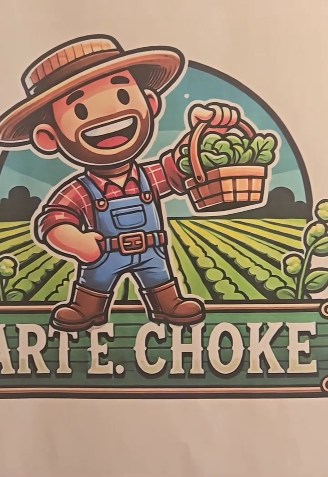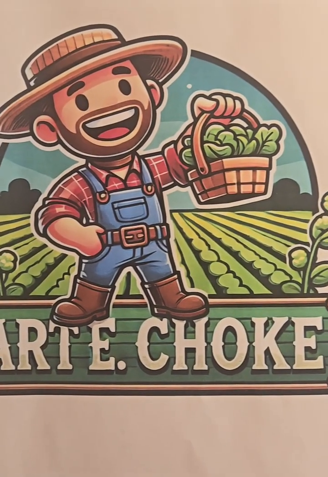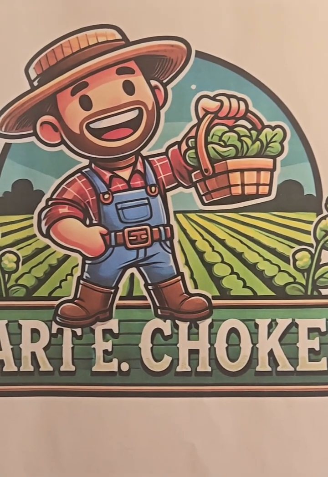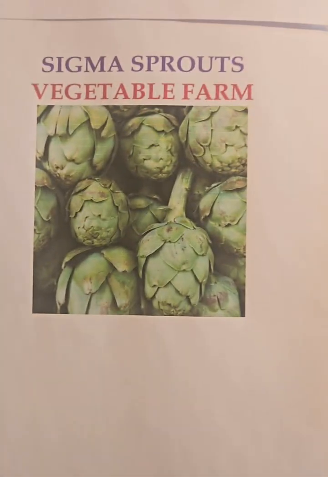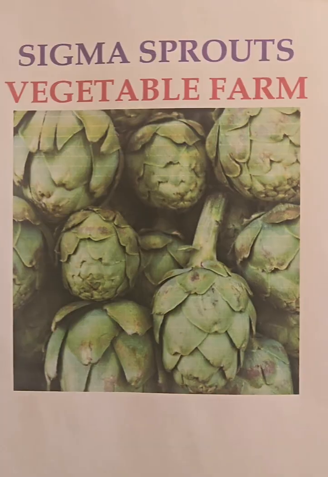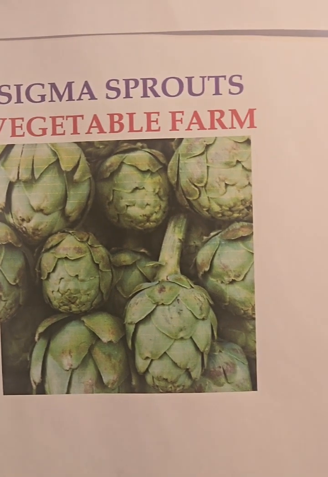I've got a really good friend, his name is Artie Choke. He's a farmer, really cool guy, love him. And my friend Artie Choke has a farm called Sigma Sprouts Vegetable Farm. He came to me with a math problem. He actually needed information for his farm and I agreed to help him.